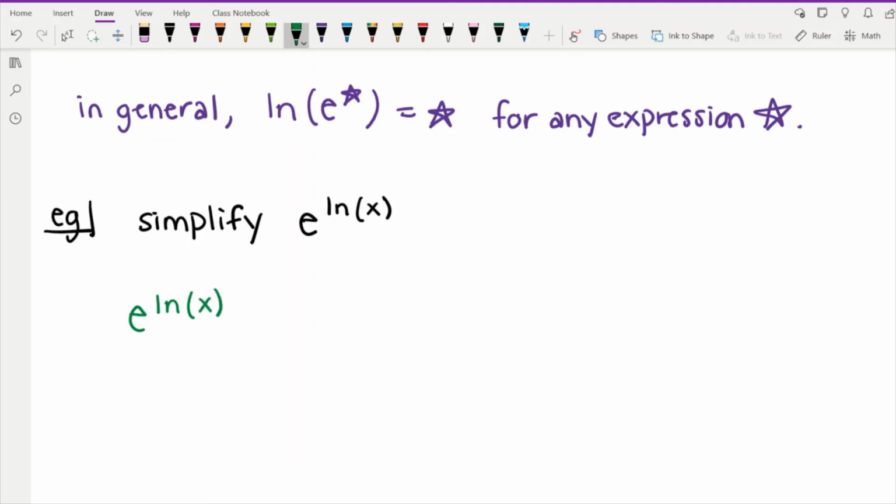let's think about what ln of x means. How would you describe to someone what ln of x is asking you to do with a number x? Well, it's asking you what exponent you need to raise e to get x, right? Forget about this e for a second, like cover it up. Focus just on the ln of x part. So ln of x on its own is always asking you what power you have to raise e to get x.